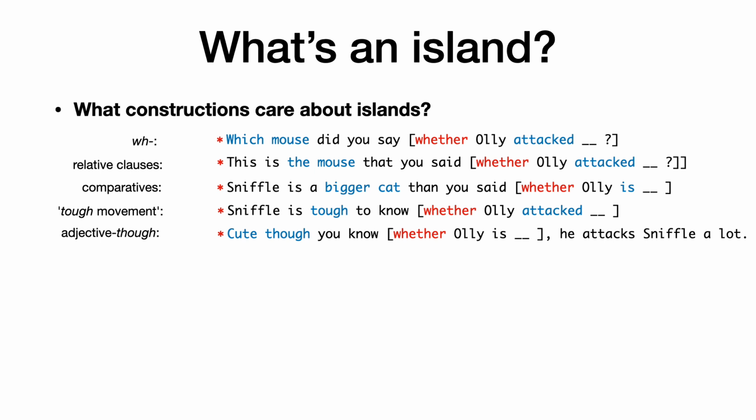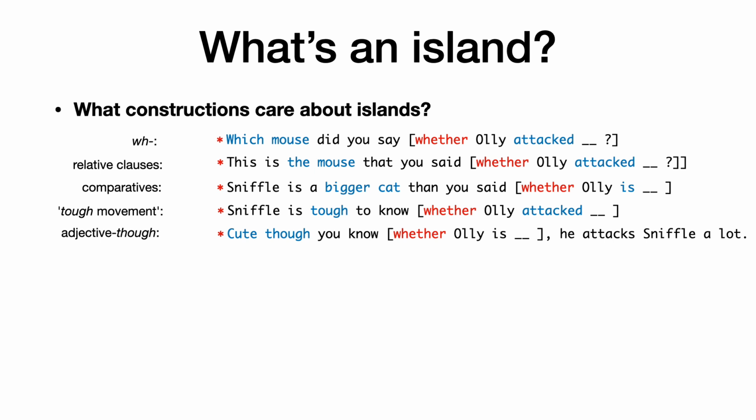And it's worth mentioning, one of the things you might be noticing here is that every time we have island sensitivity, as we might call it, there's a gap, right? There's a part of the sentence that's missing. Like we have a verb that's missing an object, or we have a be verb that's missing a predicate. So cute though you know whether Ollie is, we're missing the adjective that comes after the verb to be here, right? We're after the verb is. So in all of these cases, we have a gap.